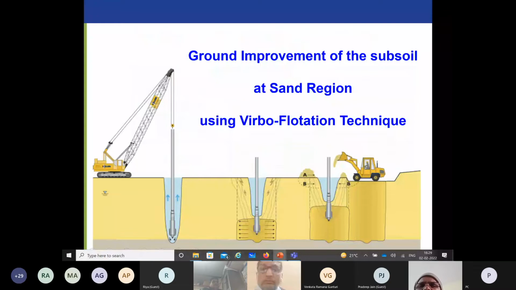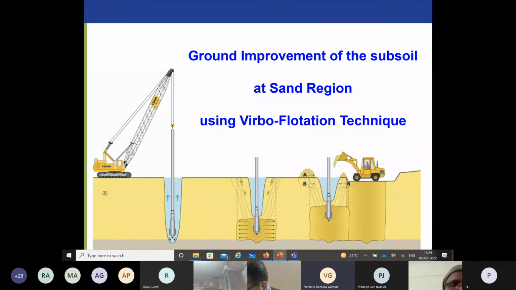Now, how do I improve a large area of the dam? The width of the dam is about 350 or 400 meters, and the length of the dam is about 1.75 kilometers, of which about 1 kilometer is completely sand. So how do I go about it? It is a very large area, and increasing the density is a big task.